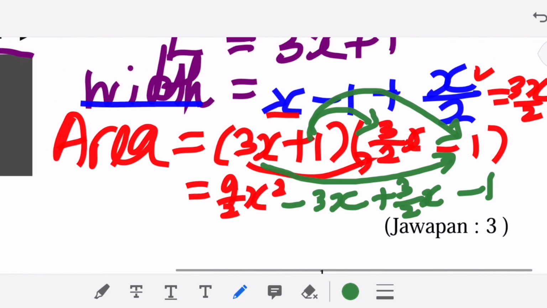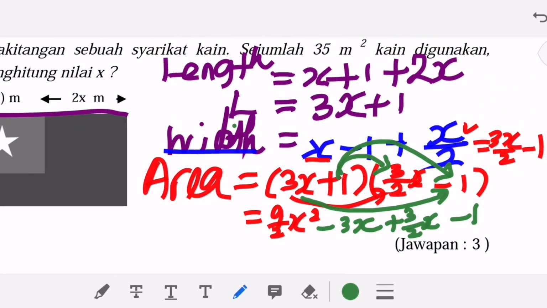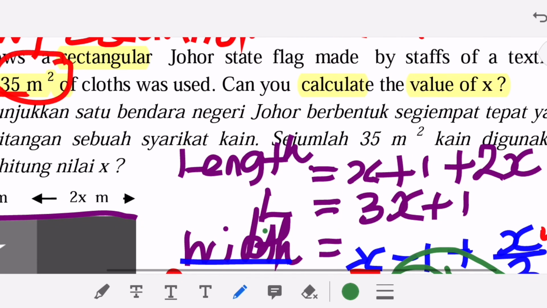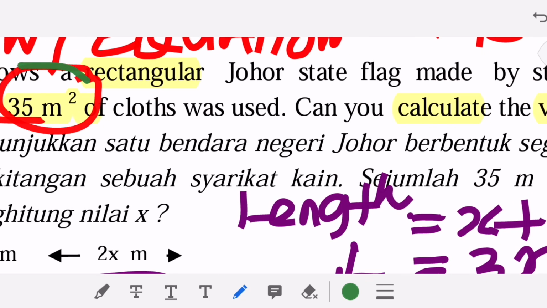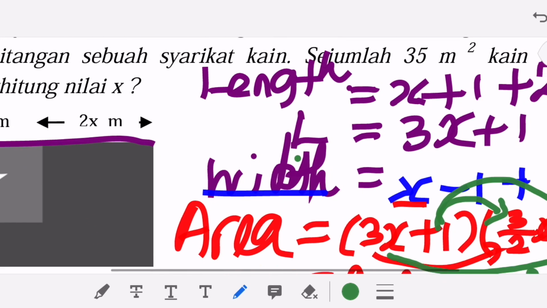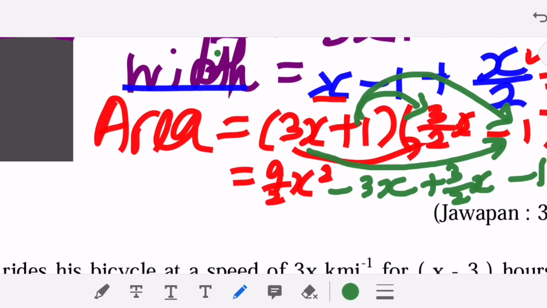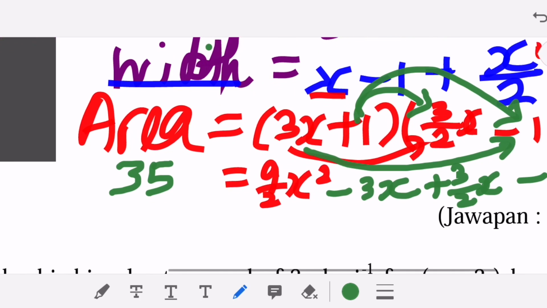Now we have the area of the rectangle, but we still haven't simplified, so we must simplify first. Let's have a look: the area is 35 meters squared. We will substitute, and after that you need to simplify so that you will get the value of x. Again I highlight to you, we will substitute 35 into the area, and then you need to simplify to the general form for the quadratic equation. If you are good, you can proceed first.